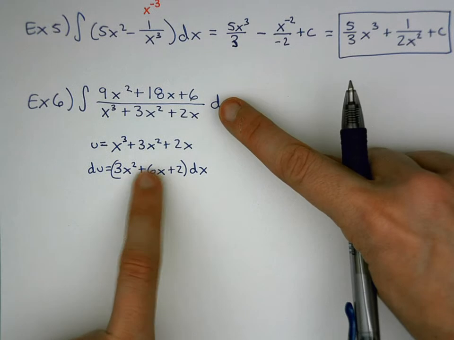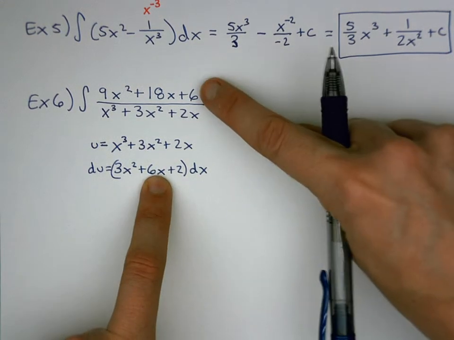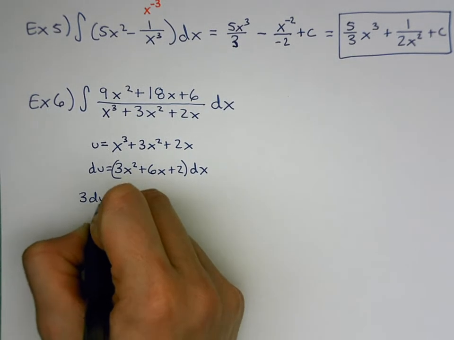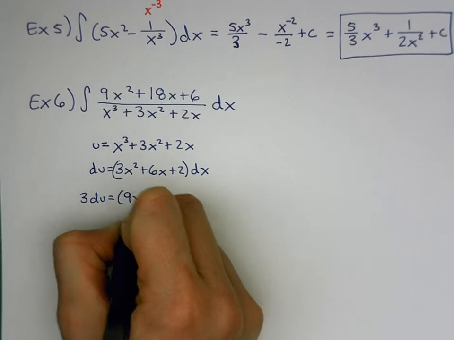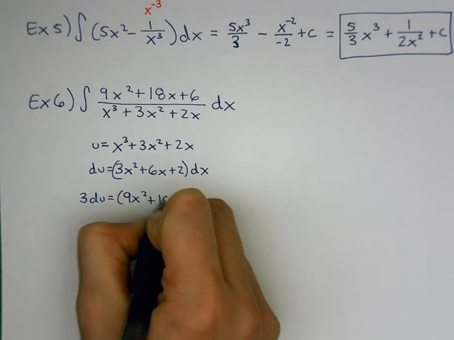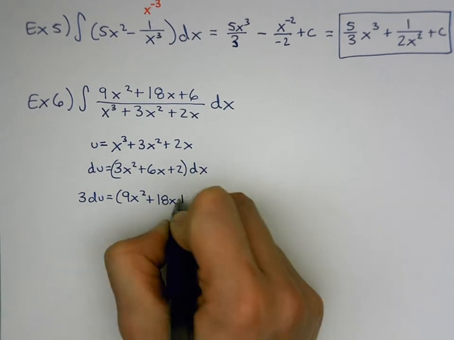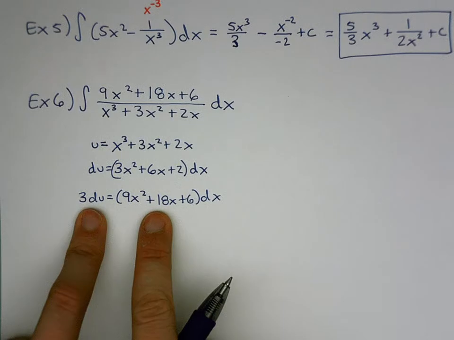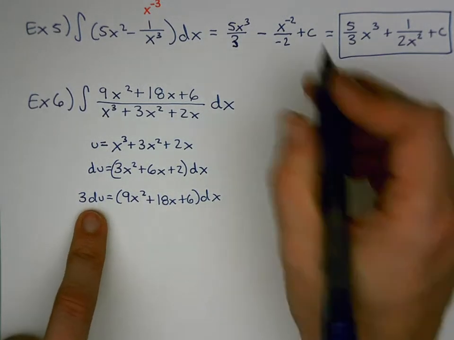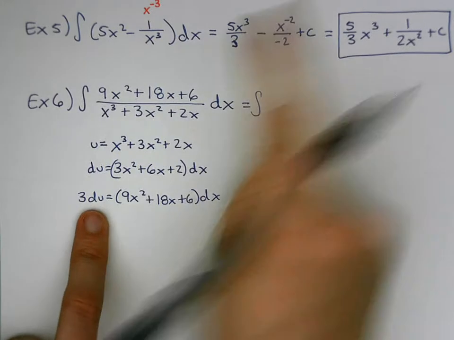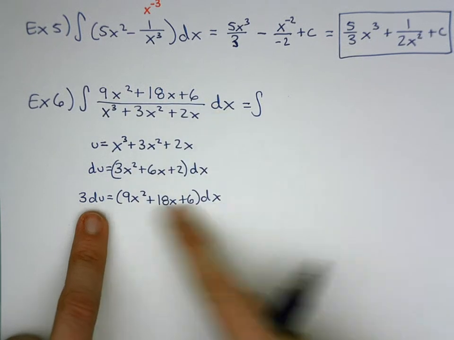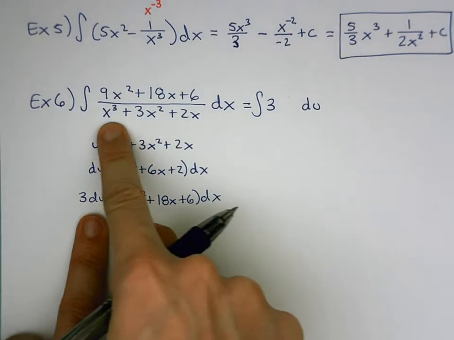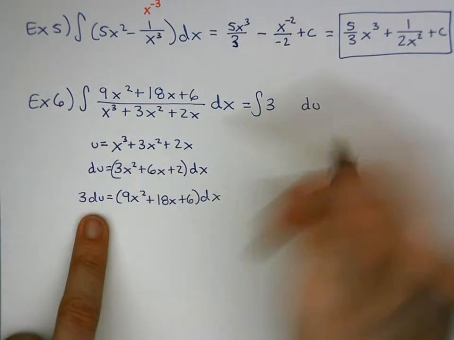This is a modified version of my numerator up here. Because if I multiply both sides by 3, my 3x squared would become 9x squared, 6x would become 18x, and 2 would become 6. Remember, you can always manipulate your coefficients. So this is u/du substitution. My 9x squared plus 18x plus 6 dx comes out and is called 3 du. And my x cubed plus 3x squared plus 2x comes out and is called u.